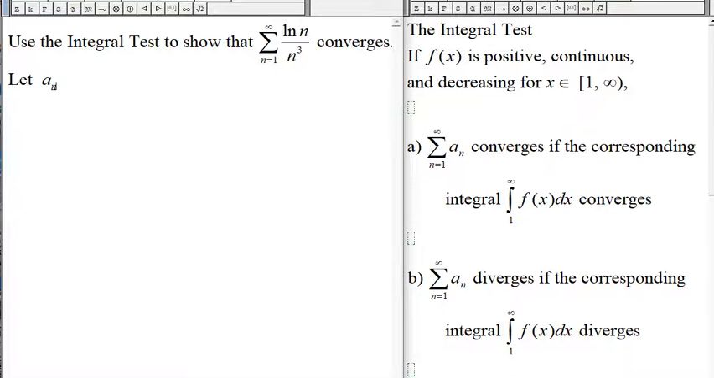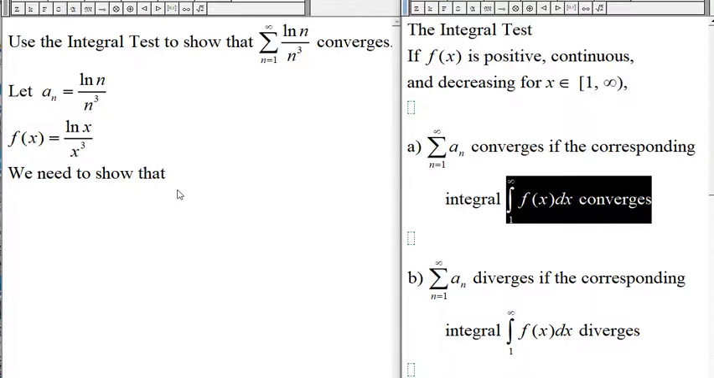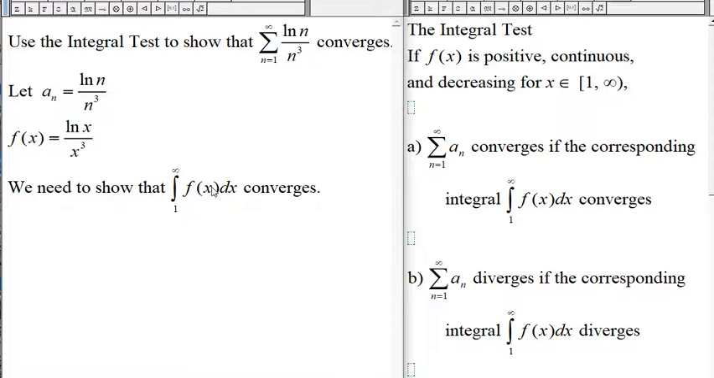So let a sub n be the sequence, and f of x be the corresponding function. And we need to show that the integral of f of x converges. This integral will be the function. So f of x is this function right here.